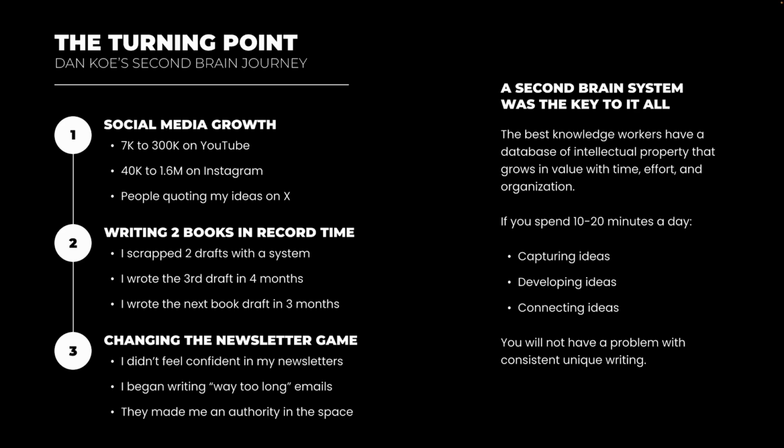So the person recording this, me, is Dan, right? I'm a co-founder along with Matt and Joey, and I started noticing a lot of my social media growth pick up when I first started using a second brain. So we'll go over the 3 reasons why this kind of changed my direction. Number 1, social media growth. So when I started understanding this system and creating it, this is what helped me go from 7,000 to 300,000 on YouTube, 40,000 to 1.6 million on Instagram, and people quoting my ideas all over X.